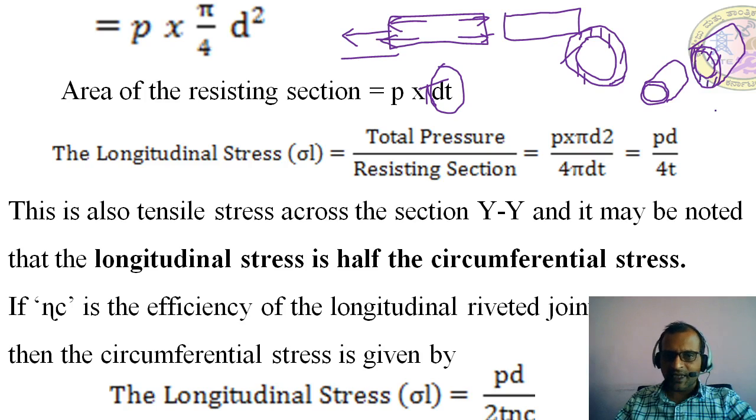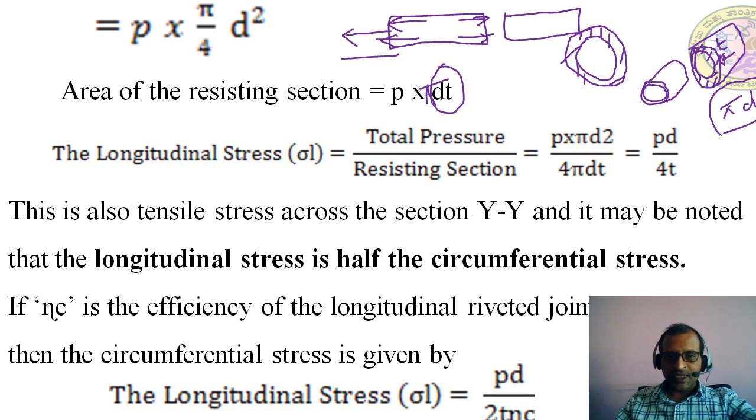This is called a resisting area. This resisting area you need to find out. This is pi d, the circumference. First you have to take the circumference and thickness. Thickness is t and circumference is pi d. Pi d is the circumference into t. So this is what pi d into t is the resisting area.